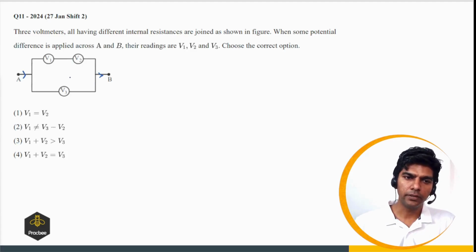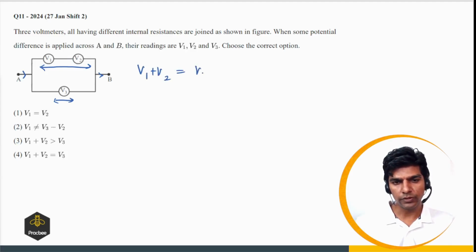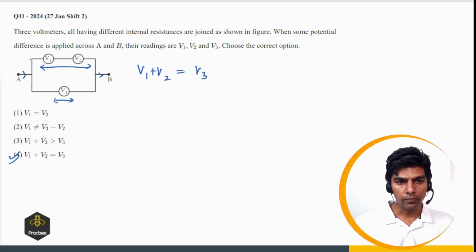So we have to compare the voltages. One thing we can say, the potential drop across these two voltmeters should be equal to the potential drop across this voltmeter, because they are connected in parallel. So we can say V1 plus V2 should be equal to V3. So option 4 is the right answer. Got it? Because V1 and V2 have the same current, their potential is not the same. But we know that between these 2 points and between these 2 points, the potential difference is same. Okay? So option 4 is the right answer.